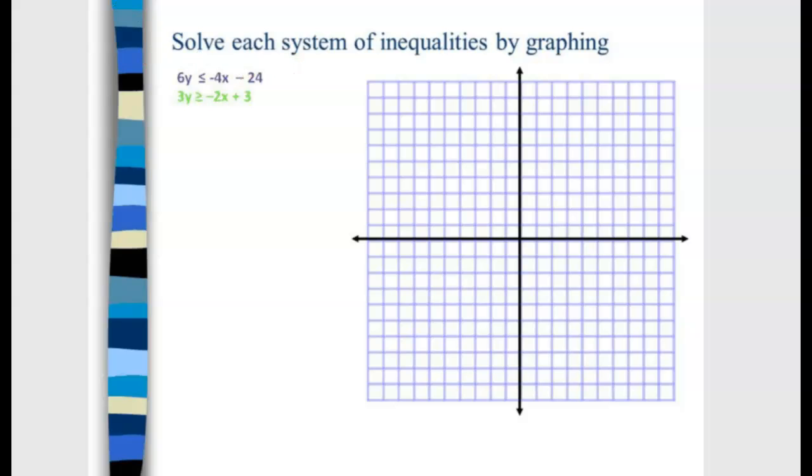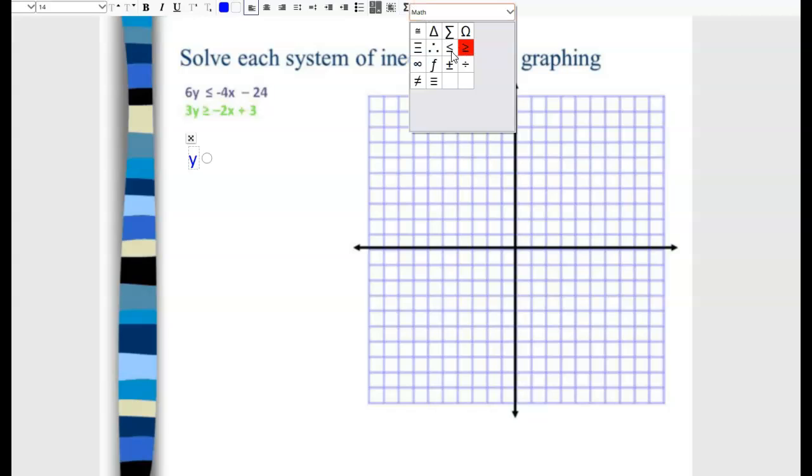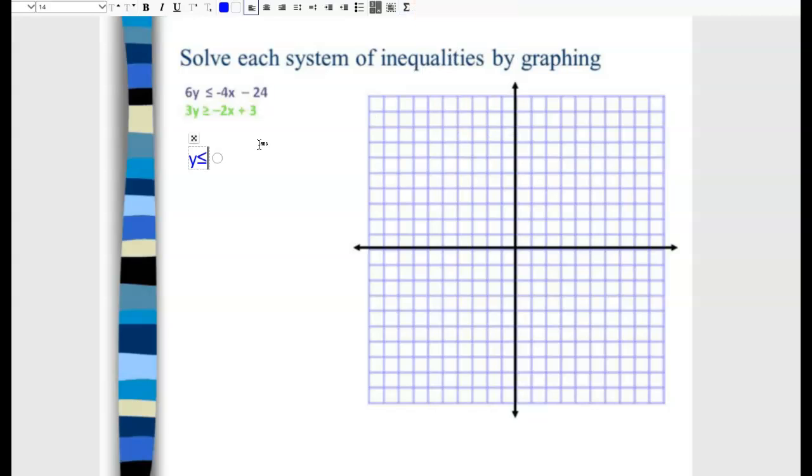Okay, and then last, we have 6y less than or equal to negative 4x minus 24. So once again, we need to solve for y. So we're going to divide everything by 6. 24 divided by 6 is 4. And then we'll also solve the second equation. So we divide everything by 3.